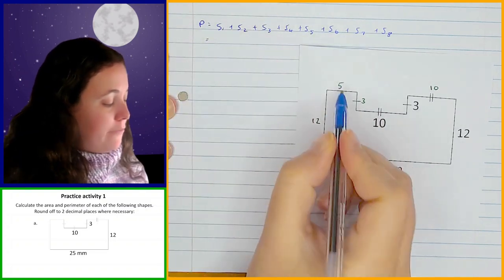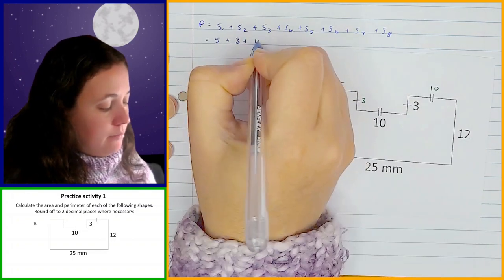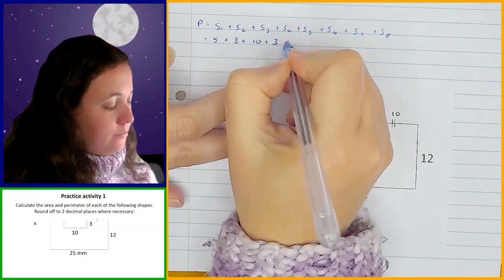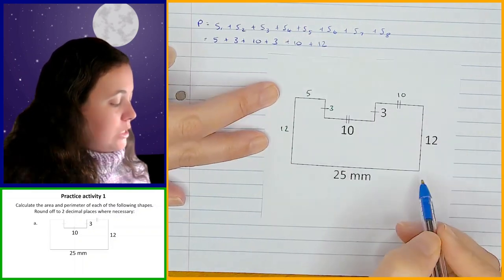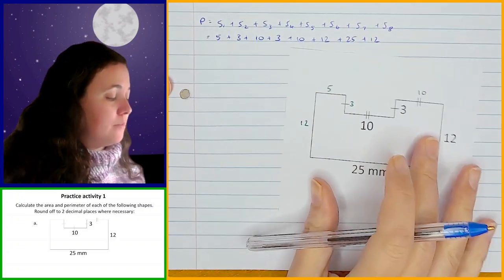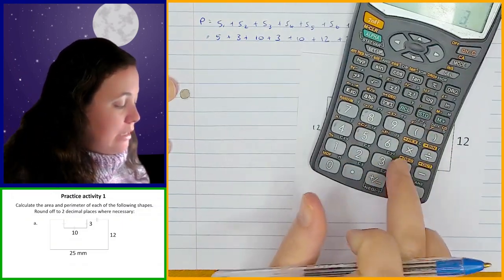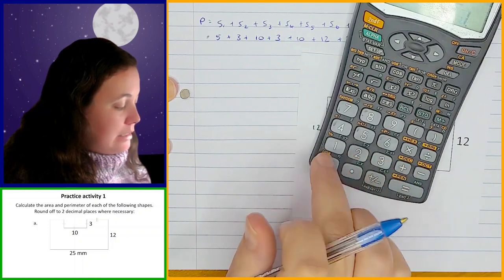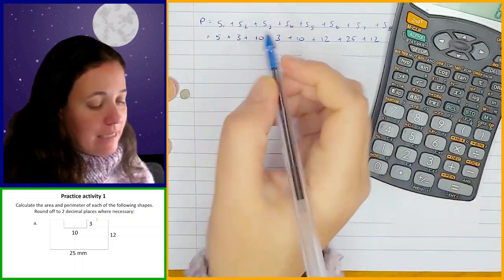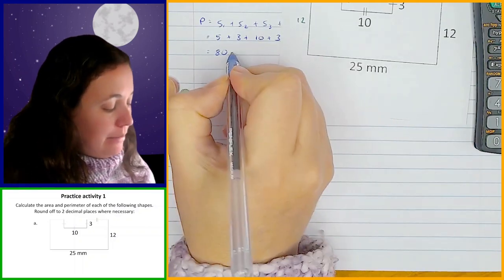So I'm going to start with my 5 plus 3 plus 10 plus 3 plus another 10 plus 12 plus 25 plus 12. Okay, and now we can go and type it all in and work it out. So that's 5 plus 3 plus 10 plus 3 plus 10 plus 12 plus 25 plus 12, and that gives us 80. So you should have got for the perimeter 80 millimeters.